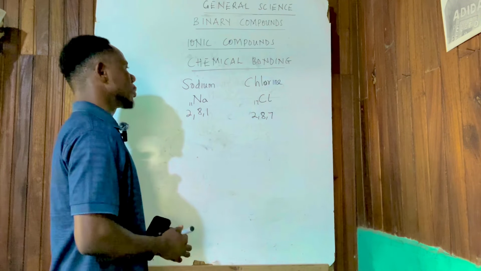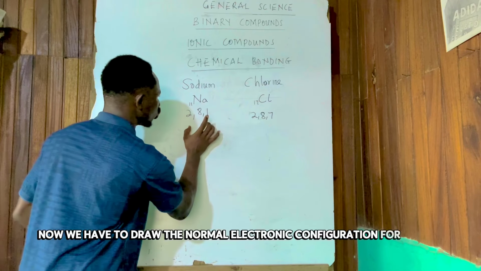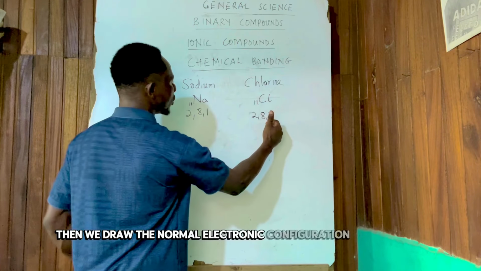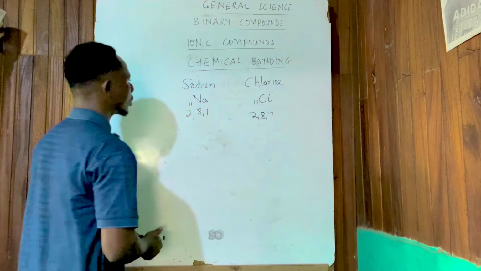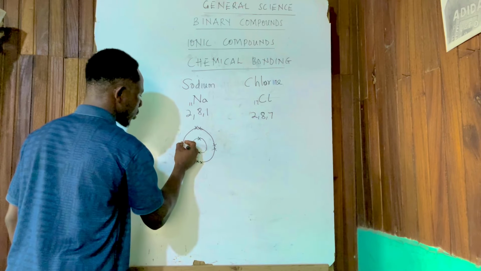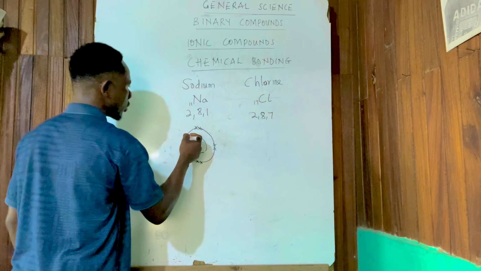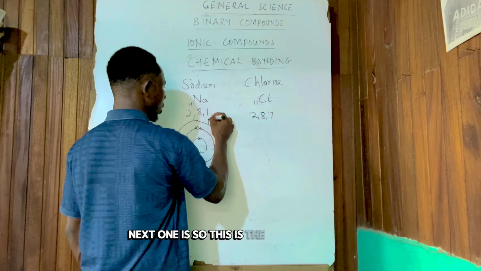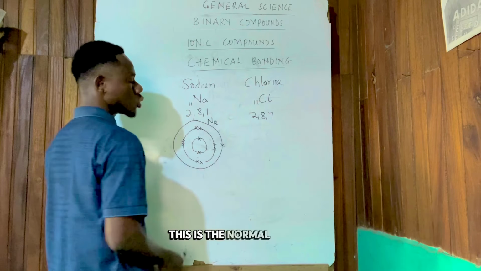Now, we will draw the normal electronic configuration for sodium, then for chlorine. The first shell takes 2, the second shell takes 8, and the last one is 1. So this is the normal sodium.